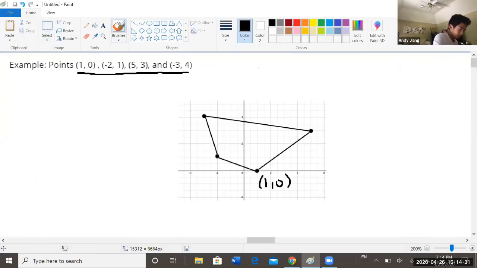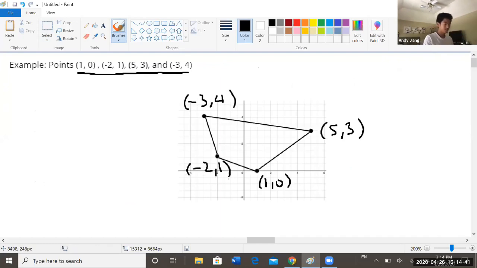We have 1, 0. This is 5, 3. This is negative 3, 4. And this is negative 2, 1. So we're given this. Now I'm going to make my table. And when I make this table, I have to make sure that all the points are in order. So I accidentally messed up earlier there. I wasn't paying attention.